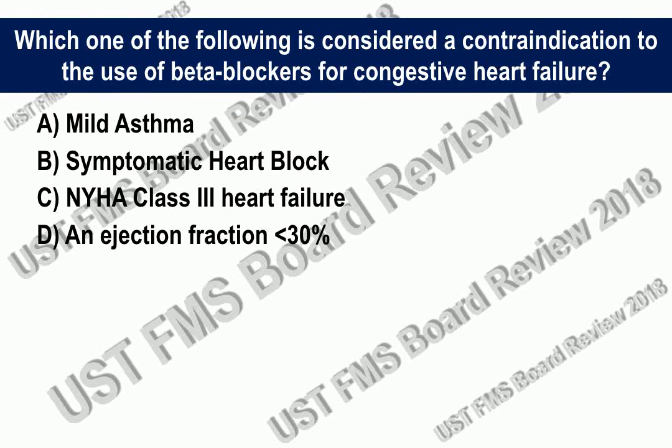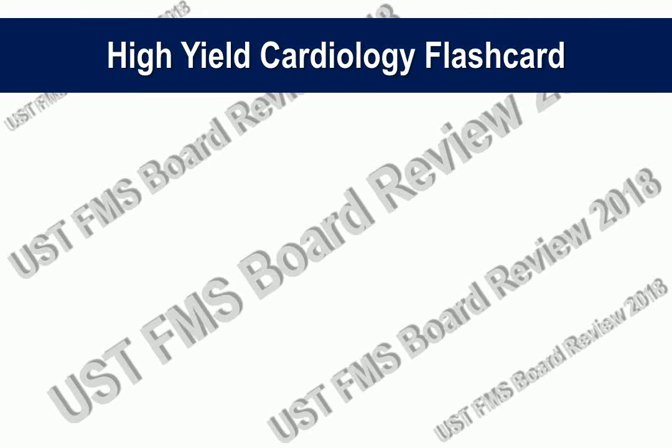Which one of the following is considered a contraindication to the use of beta blockers for congestive heart failure? So do remember the contraindication for beta blockers. So the best answer here would be your symptomatic heart block. All right? So mild asthma is not an absolute contraindication, and so are heart failure and a low ejection fraction.